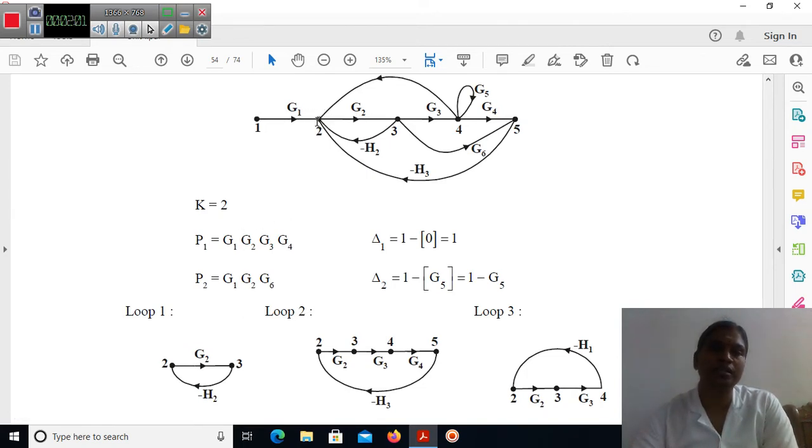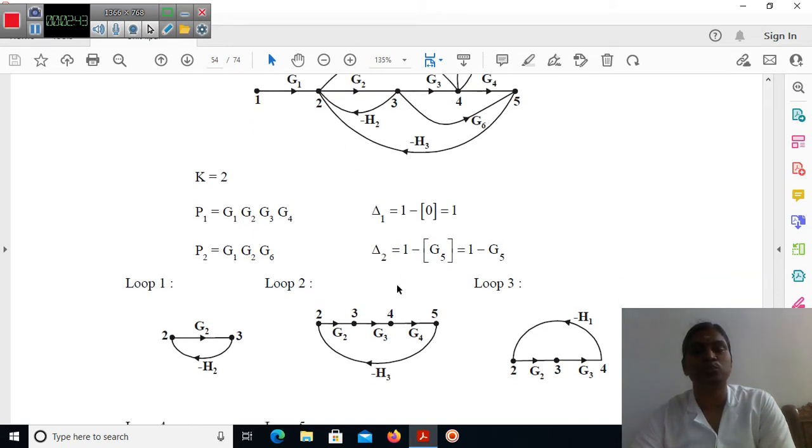A loop is nothing but a path whose starting point and ending point are the same. Here in this problem, G2 and the feedback path minus H2 meet once again at point 2, so it is a loop, the first loop. Similarly, we consider points 2, 3, 4 and 5. We have one more loop. The feedback path is minus H3, and this loop is G2, G3, G4. It means 2, 3, 4, and once again we reach point 2. So it is considered as loop 3.